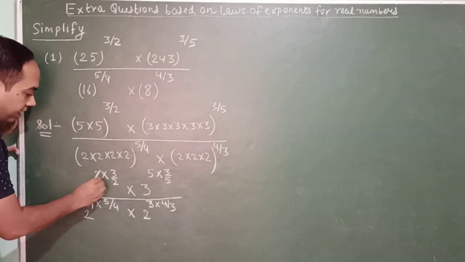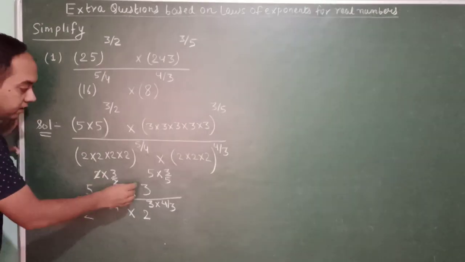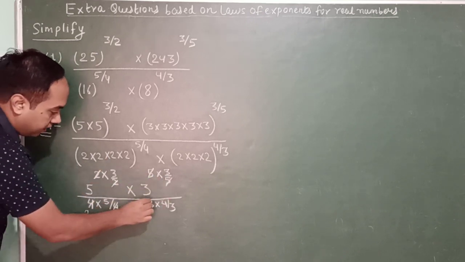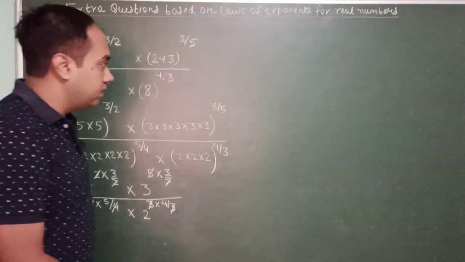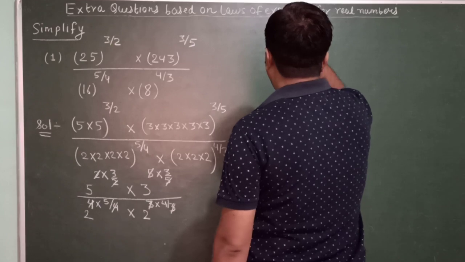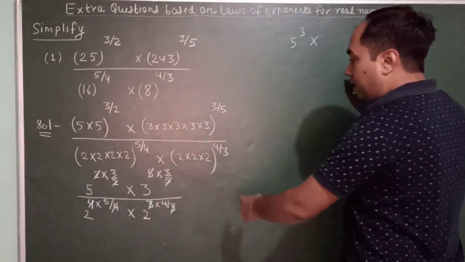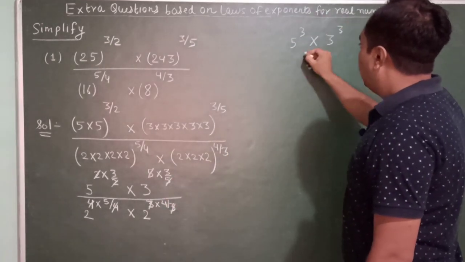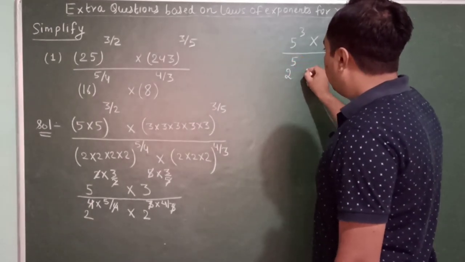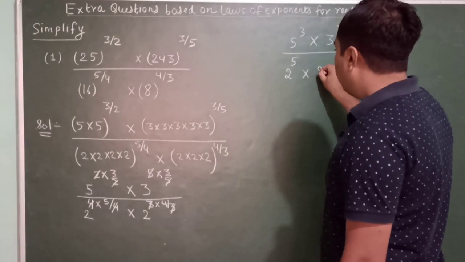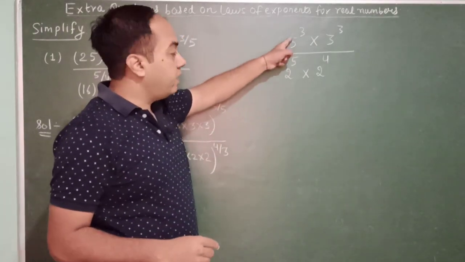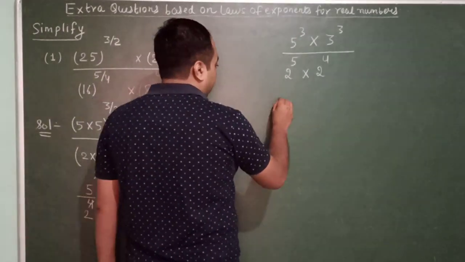Now cancel out, this 2 and this 2 will get cancelled, this 5 and this 5 will get cancelled, 4 4 will get cancelled and 3 3 will get cancelled. Then we are left with 5 power 3, I am writing over here, into 3 power 3 upon 2 power 5 into 2 power 4. Now 5 power 3, 5 5s are 25, 25 5s are 125. So write down 125 over here.